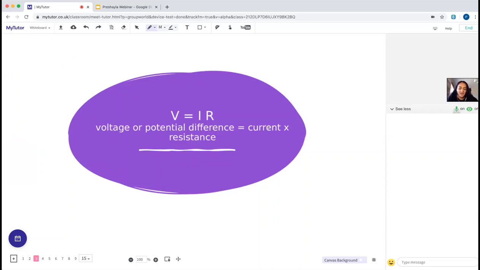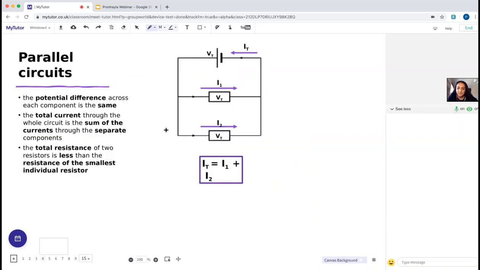I is current and R is resistance, where potential difference is measured in volts, current is measured in amps, and resistance is measured in ohms. So that's just a quick reminder of the equation. Okay, so we'll start with parallel circuits.